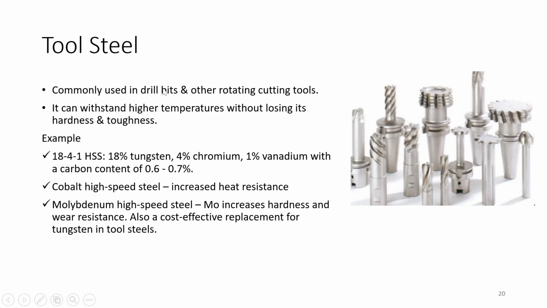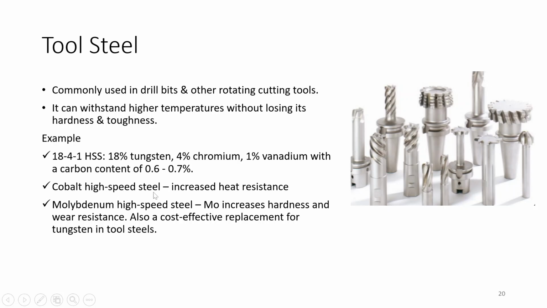in this case you have 18-4-1, and also 18-8 steel, which is a type of stainless steel. Here in 18-4-1, you have 18% tungsten, 4% chromium, and 1% vanadium. This question is also asked various times, so you should remember this percentage: 18% tungsten, 4% chromium, and 1% vanadium, with a carbon content of 0.6 to 0.7%. For formation of carbides as well, you require this much carbon.